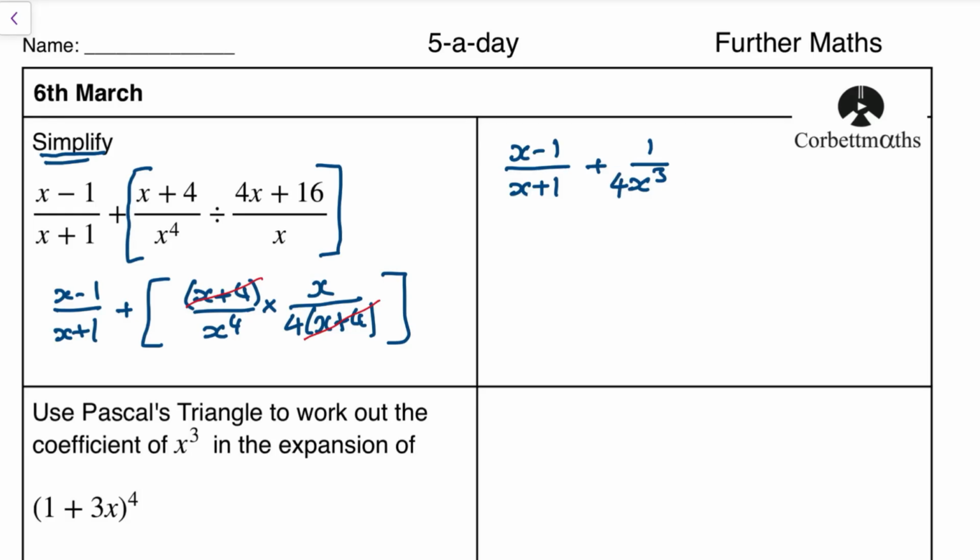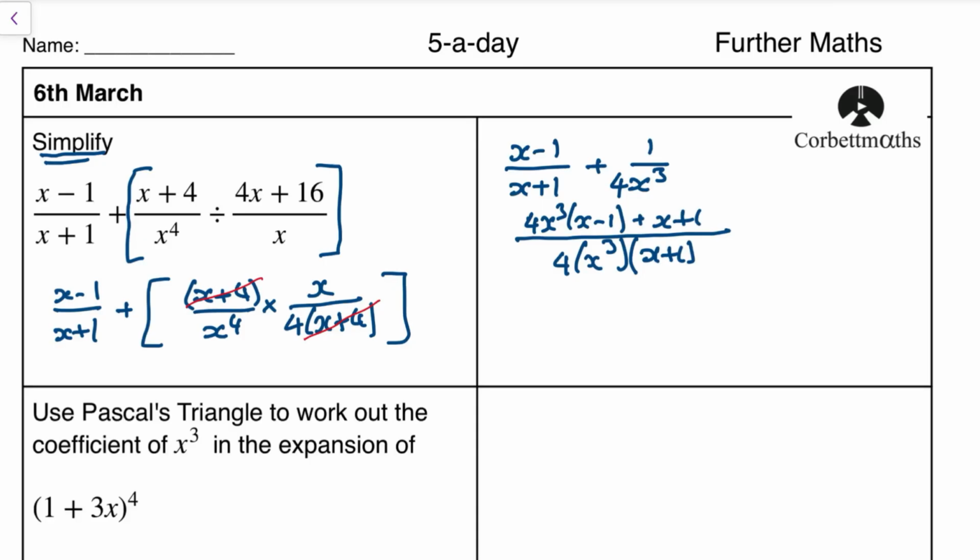The next step is common denominators. So what I'm then going to do is make the common denominator 4x cubed. I'm hoping we're going to get another step of simplification. So 4x cubed times x plus 1 is going to be my denominator. I'm going to multiply the left fraction by 4x cubed. So that's going to give me 4x cubed times x minus 1. And then I'm going to add on one lot of x plus 1.